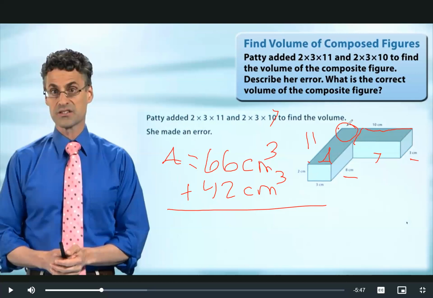Those are the dimensions for B. 6 plus 2 is 8, and 6 plus 4 is 10, right? 60 plus 40 is 100 centimeters cubed altogether. So you're still going to get the same answer no matter which way you break it apart, as long as you're careful to not double count this little spot that Patty did.